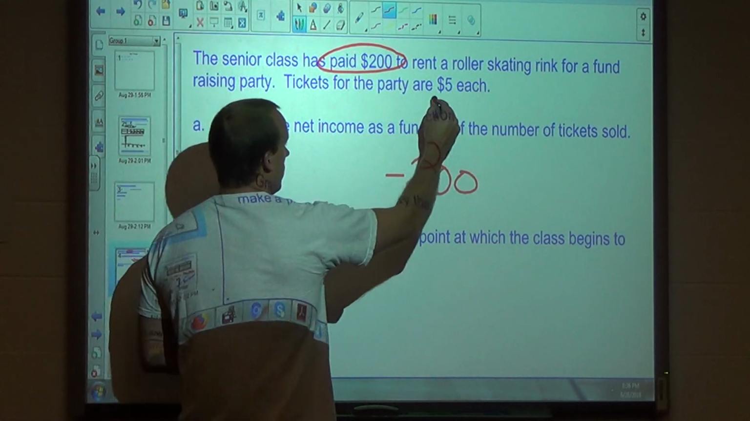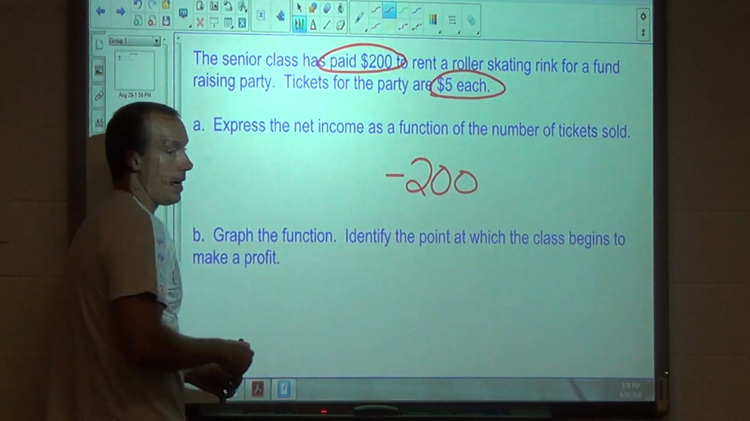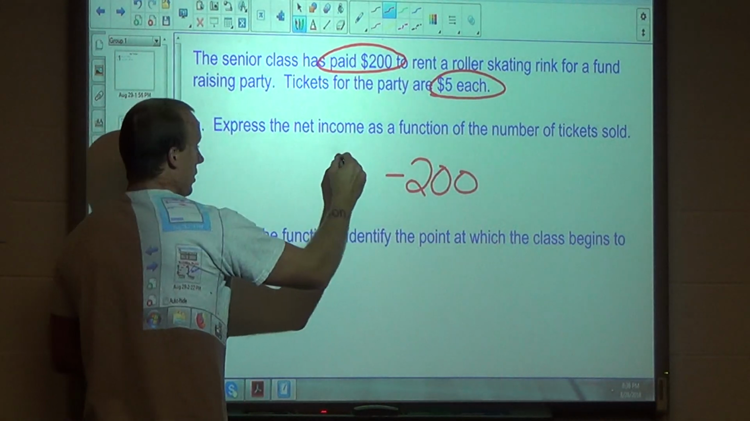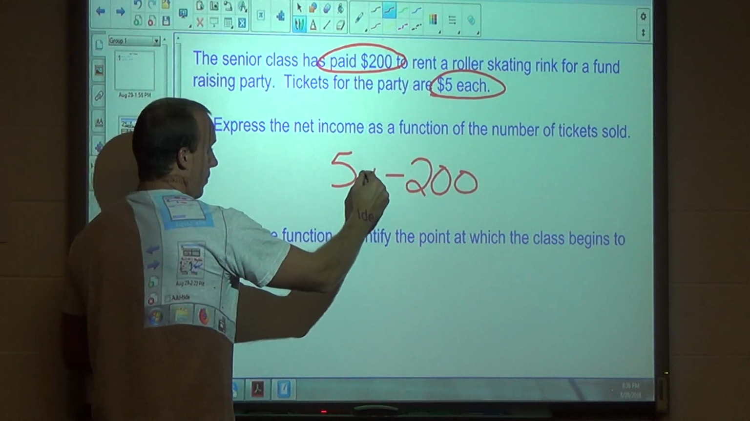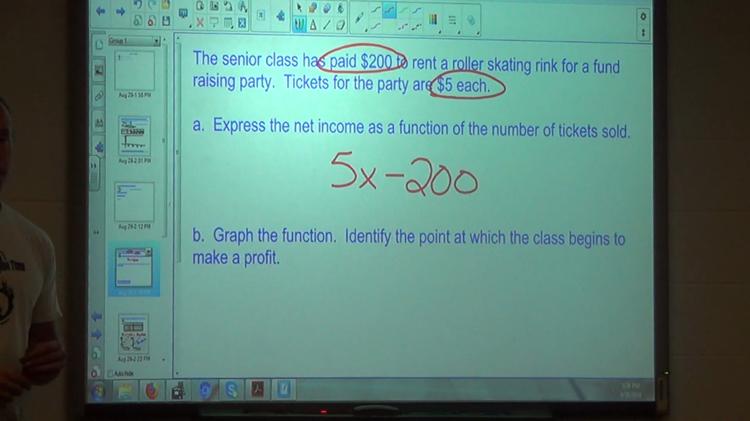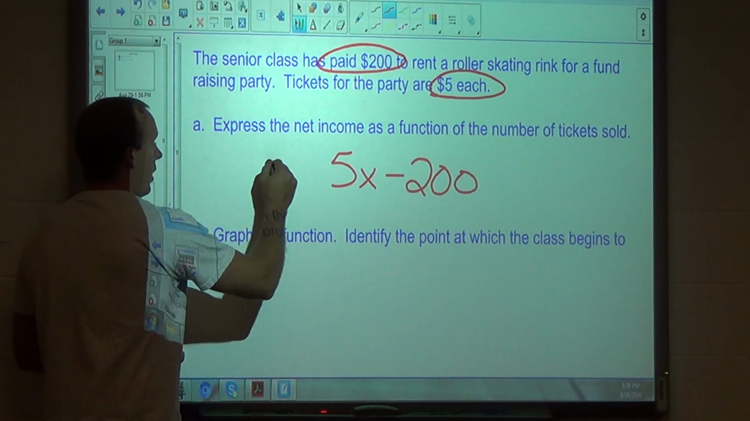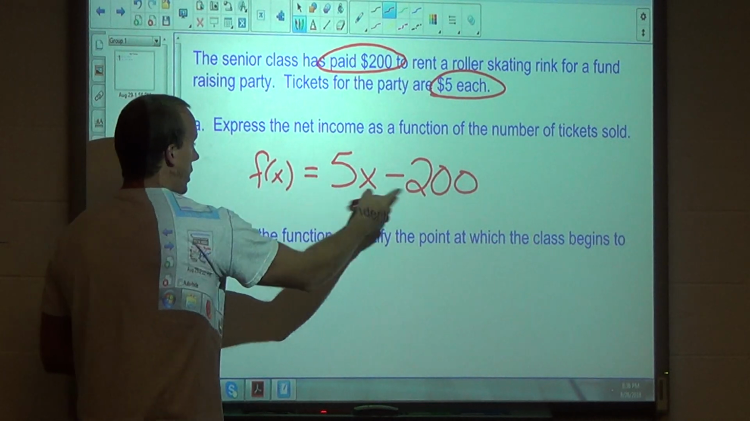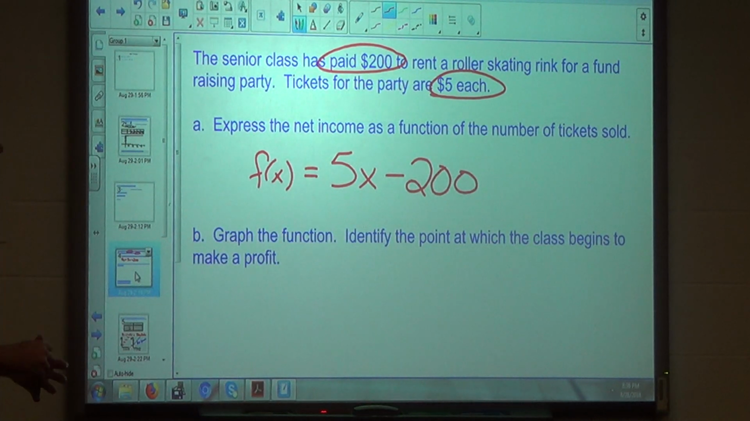Well, $5 for each person that shows up. So $5 for, we don't know how many people are going to show up, so I can put an x there. 5 times x would be my function. Okay, and then I can say f of x is my function that I just got there.